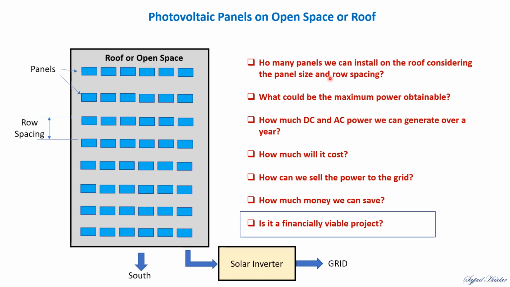That is, how many panels we can install on the roof considering the panel size and the row spacing. What could be the maximum power obtainable? How much DC and AC power can we generate over a year? How much will it cost? How can we sell the power to the grid? How much money can we save? And finally, is it a financially viable project?